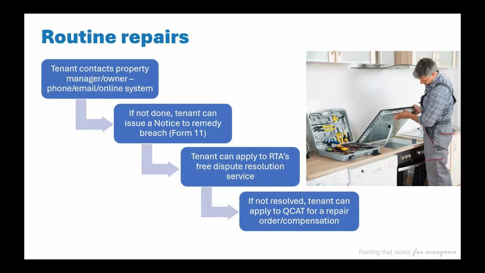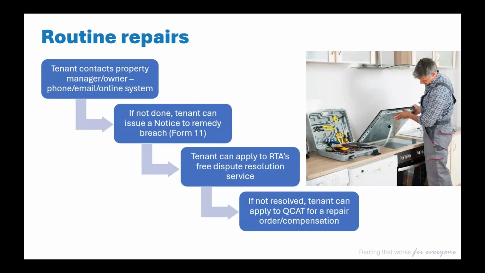If routine repairs are required, the tenant must notify the owner or manager via the method advised at the start of the tenancy. If repairs are not done, then the tenant may issue a breach notice to the property owner or manager. If repairs continue to remain outstanding, the tenant may apply to the RTA's dispute resolution service, and if the matter is not resolved through the dispute process and the repair is still not done, the tenant can apply to the Queensland Civil and Administrative Tribunal, or QCAT, on a non-urgent application to request a repair order.